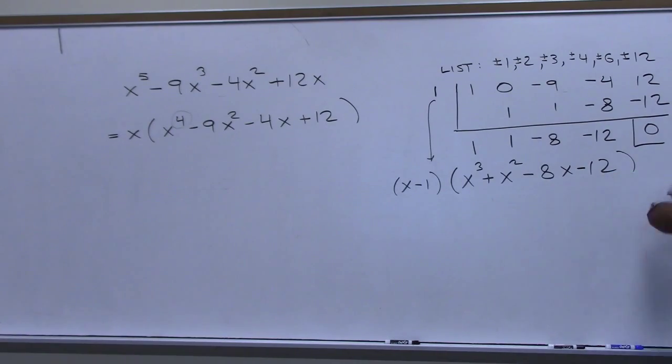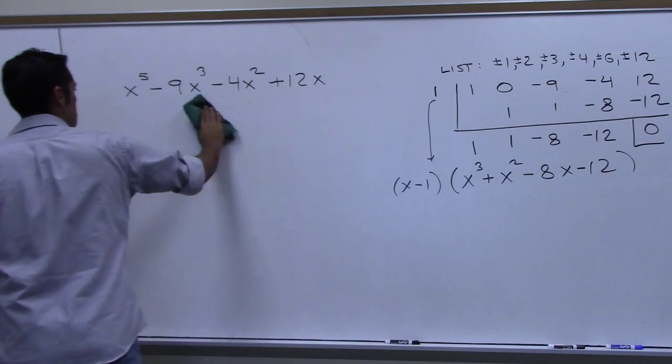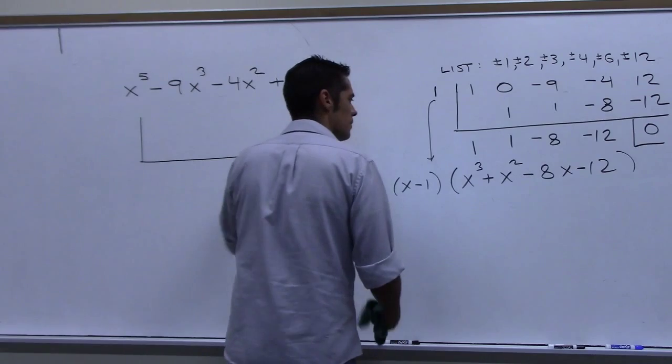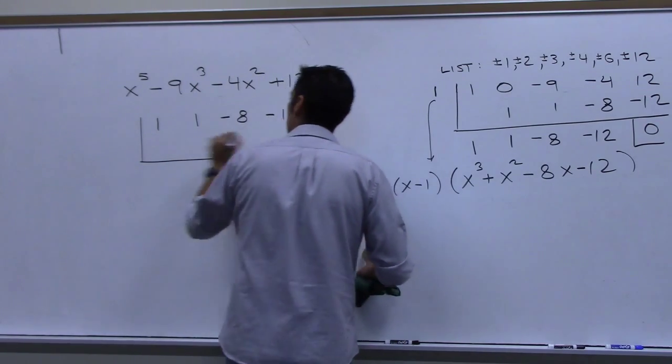This doesn't factor. I create a new synthetic division. Where do I start with my synthetic division? Where do I start? 1 again, right? I have to start with 1 again. But my numbers are different. 1, 1, -8, -12. Does 1 work?